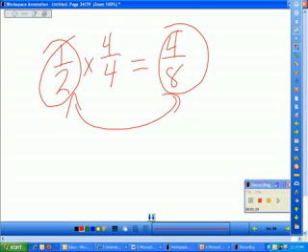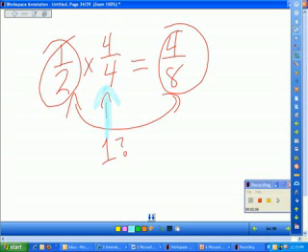Morgan? Because all you're really doing is multiplying this by 1? What do you mean? That looks like 4 over 4 to me. That doesn't look like a 1. You're right, you're absolutely right. All you're really doing is multiplying it by a 1. Why is that the same thing as a 1?